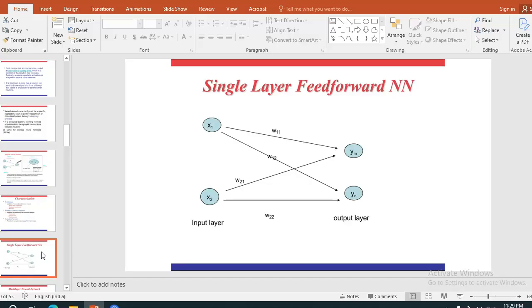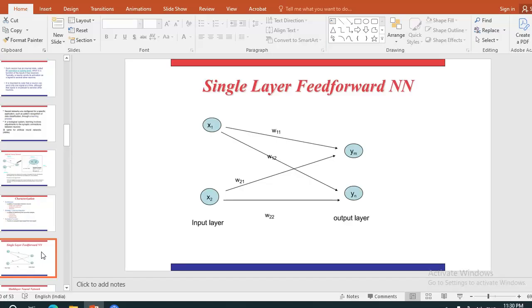Here W11, W12, W21, W22 indicate weights. We have already discussed what a weight is. Weight provides the importance of the input information. Here W11 indicates it is connecting x1 with y1. W12 indicates it is connecting x1 with y2. W21 indicates it is connecting x2 with y1. And W22 indicates it is connecting x2 with y2.